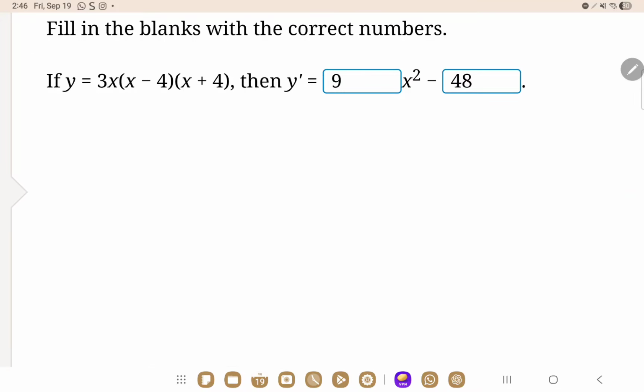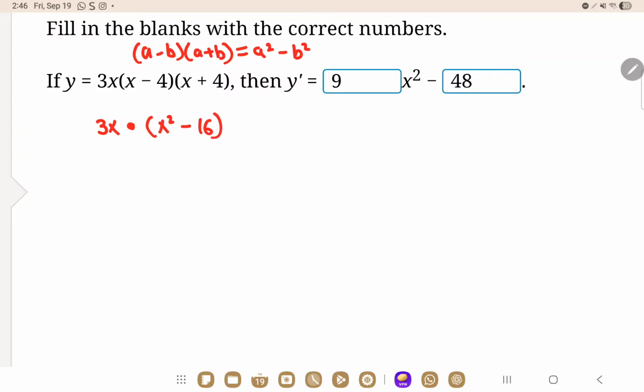If y equals this, then y equals, okay, 3x times x squared, because look, this looks like a minus b times a plus b, which is a squared minus b squared, right? So it's x squared minus 4 squared, minus 16.